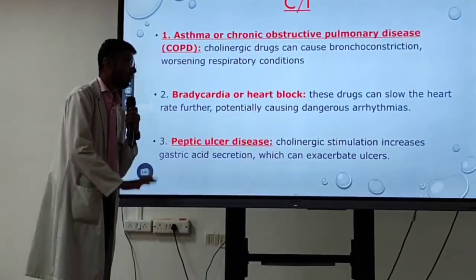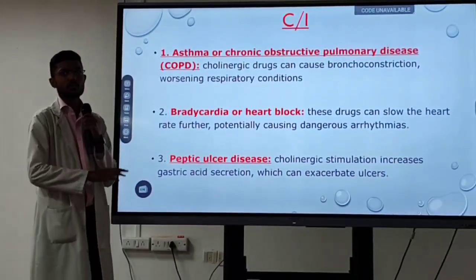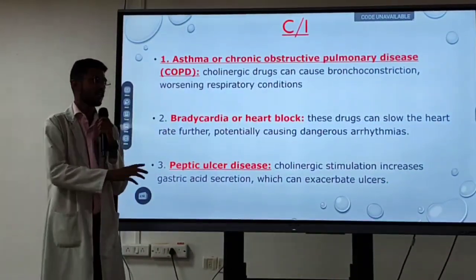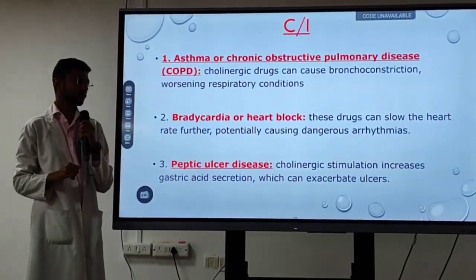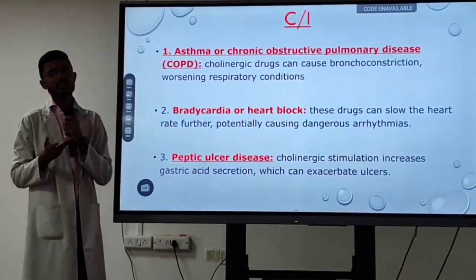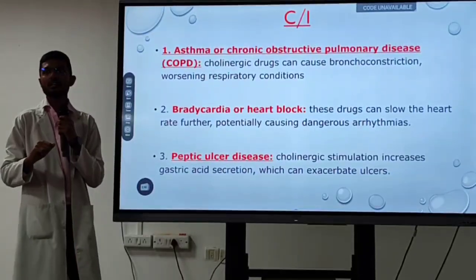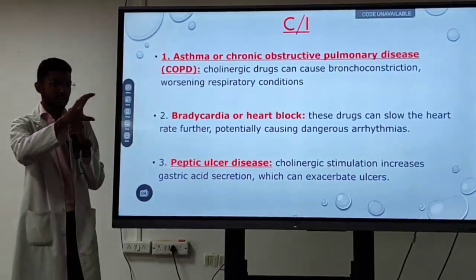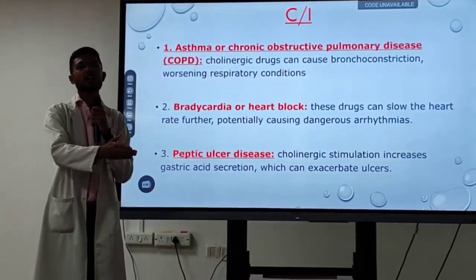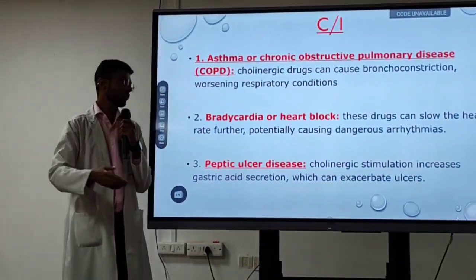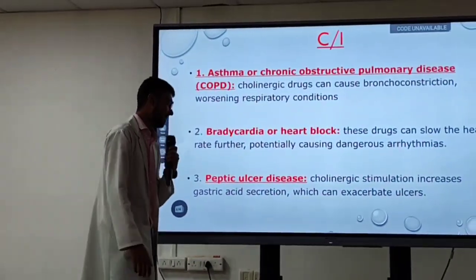Second is bradycardia or heart block. Heart block is also called atrioventricular block. There is a problem in conduction in heart block, and in bradycardia the heart rate is low. We know cholinergic drugs cause decreased heart rate. They cause decreased conduction of the cardiac impulse. If it is already present in the patient, why will you exaggerate it? So they are not given in bradycardia and heart block.